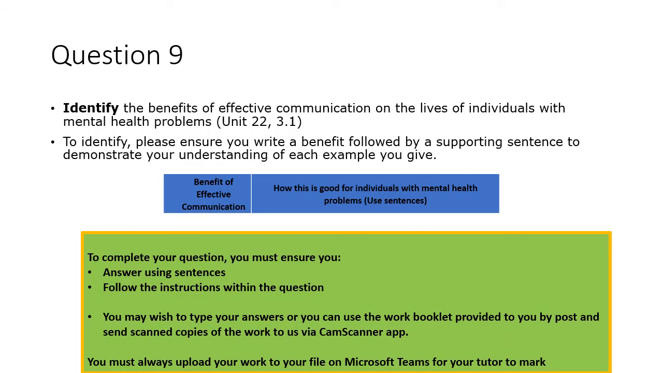So this brings you to question number 9, and you need to identify the benefits of effective communication on the lives of individuals with mental health problems. To identify, please ensure you write a benefit followed by a supporting sentence to demonstrate your understanding of each example. And you'll see there's a table where you put the benefit in the left-hand side and then you write your sentence on the right-hand side.